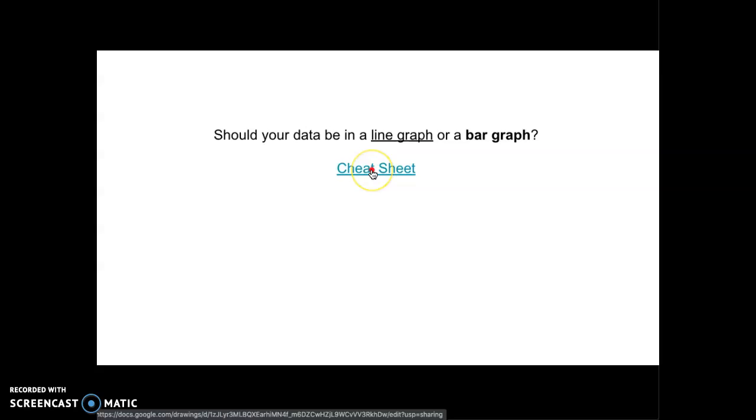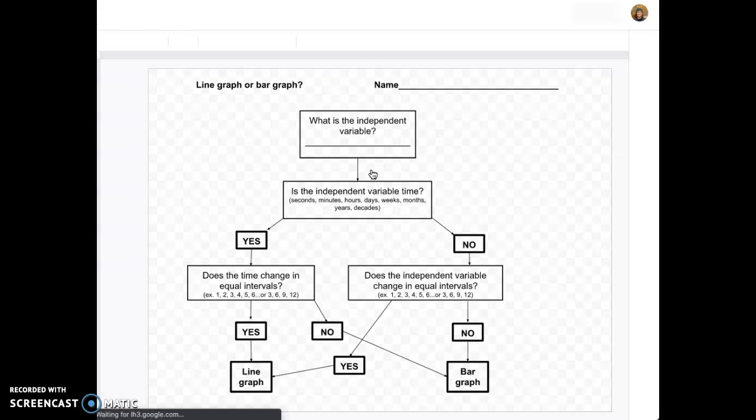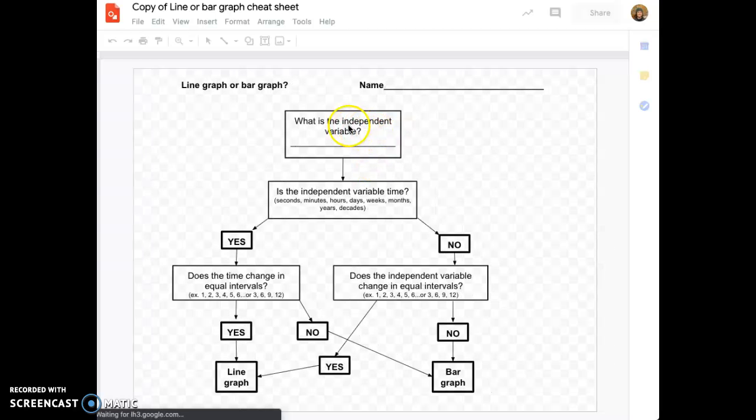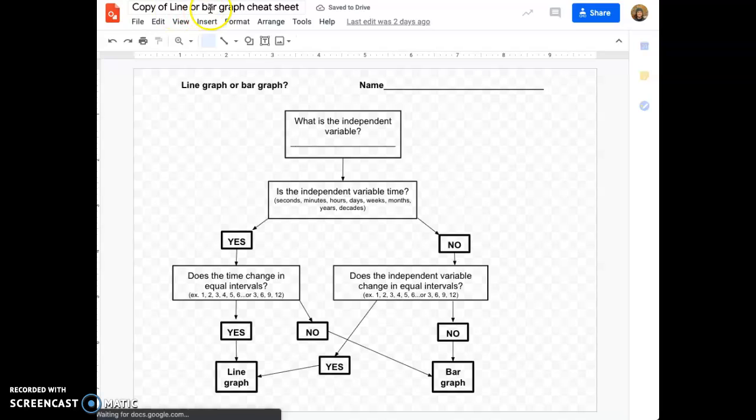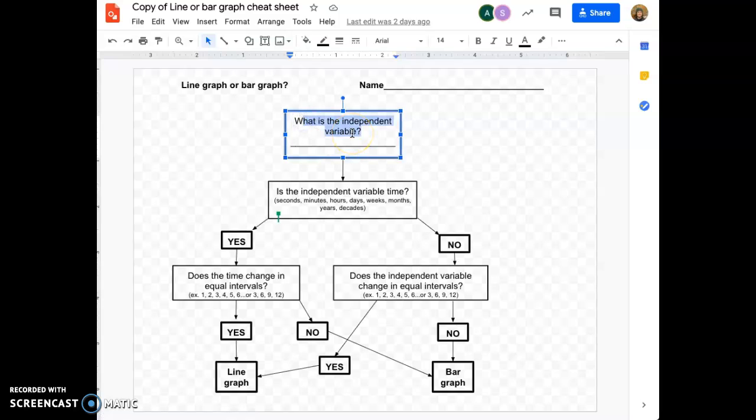Here you can find a cheat sheet. Now that's in your class folder. I'll also put it in your study guide folder. You can refer to this. But this will help you determine if it's going to be a line graph or a bar graph. There are a couple questions you've got to ask yourself. What is the independent variable first? Well, in this case, the independent variable would be volume.